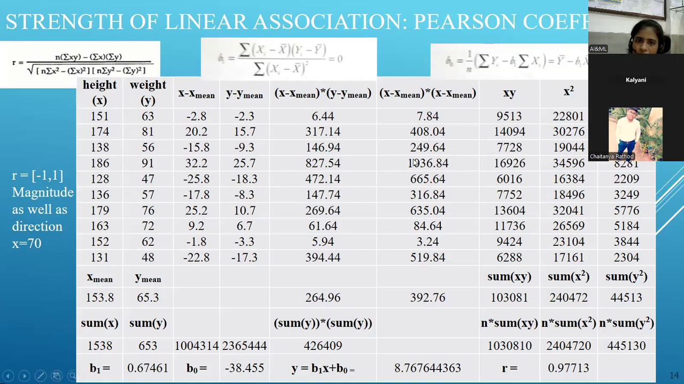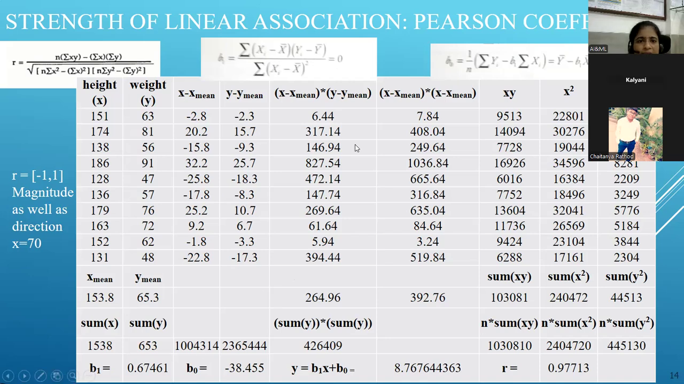If I divide this fifth column, yes, B1. B1 की वैल्यू मिल गई. अब इस B1 की वैल्यू को जब हम यहाँ पे डालेंगे, y mean minus x mean multiplied with B1, I'll get B0. So this is my B1 and this is my B0.